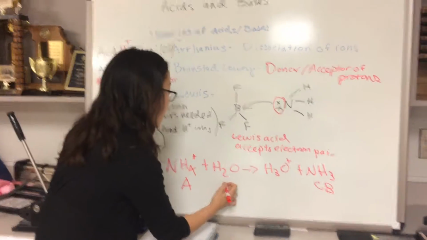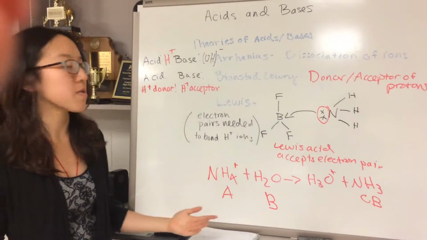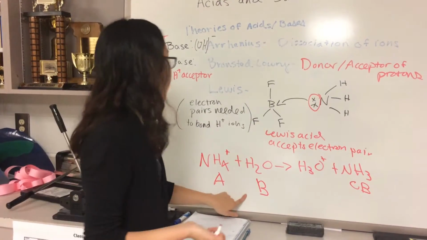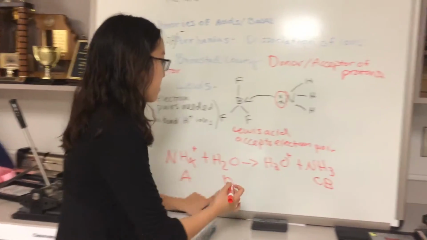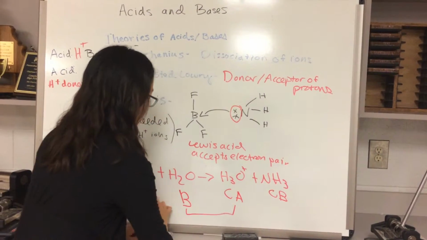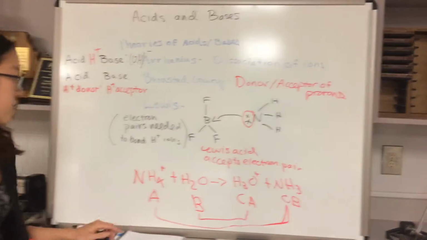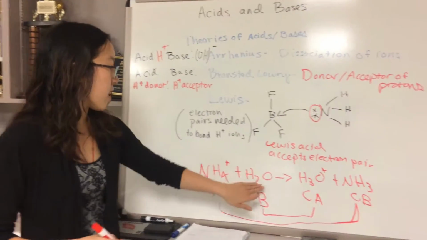Yes. And right here we have our base. And it's amphoteric, so right now it's acting as a base, but H2O can also act as an acid. And as our base, we know that it is an H+ acceptor. So this is our conjugate base and our conjugate acid.